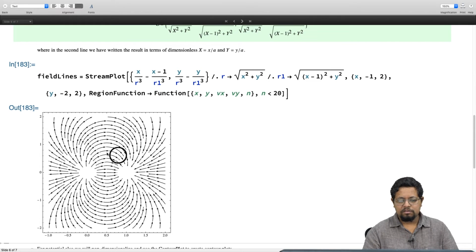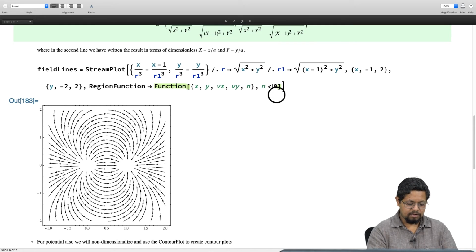We have got the electric field lines for an electric dipole, where the plus q charge is placed at this point and the minus q charge is placed at this point. The electric field lines are moving from plus q charges to the minus q charges. The norm less than 20 just makes sure that the stream plot is drawn only for the region where the norm of the electric field is less than the value of 20.